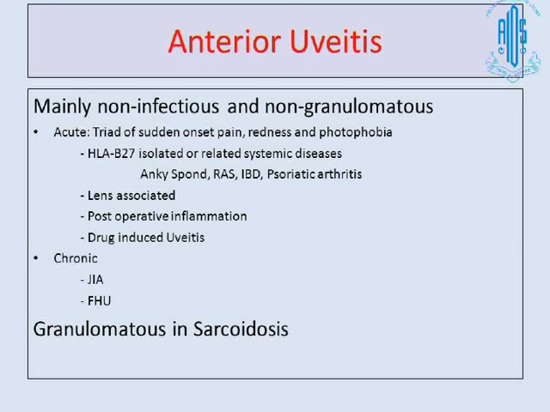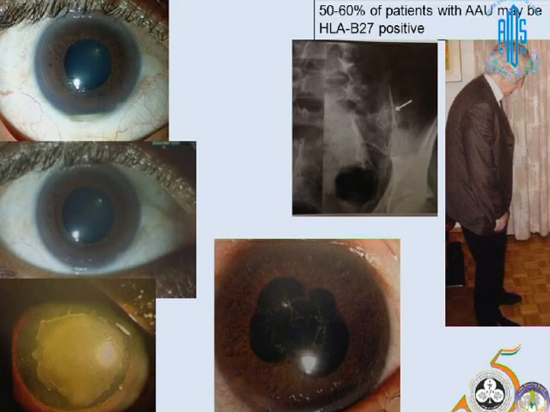But if there are signs that this has been going on for years altogether, then entities like JIA and Fuchs have to be ruled out. If you talk about the granulomatous kind, of course, you can sometimes see granulomatous in the late stages of these cases also, but the granulomatous is mostly sarcoidosis. So these are the signs which we see in these patients.